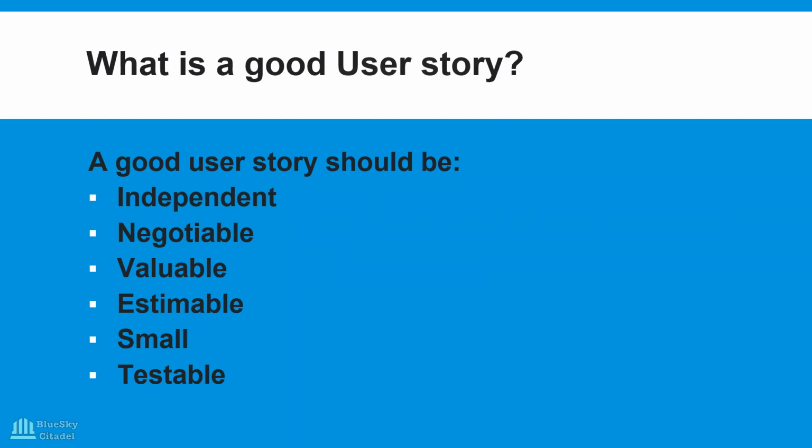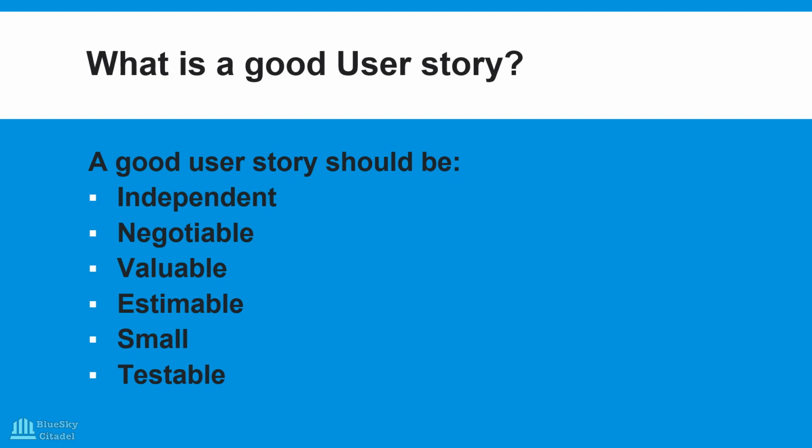Okay, so we're going to the principles of INVEST. What is a good user story? So we're saying a good user story should have the following, and we call them INVEST. Or rather, we call this the principle of INVEST. If you go down the page, you will see independent, negotiable, valuable, estimable, small, and testable. The first letters of those words, if you put them together, form the word INVEST.